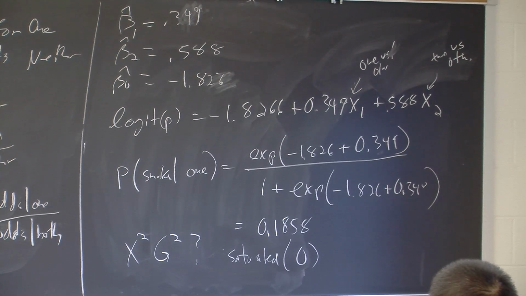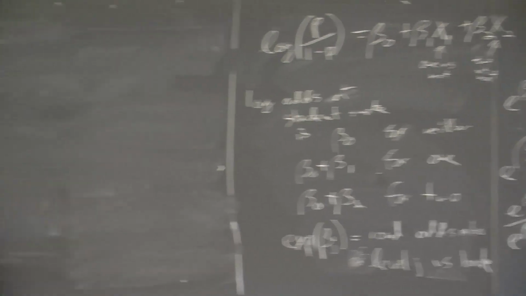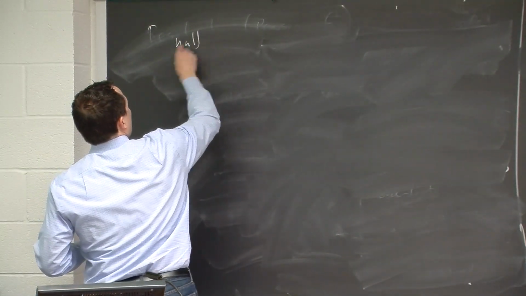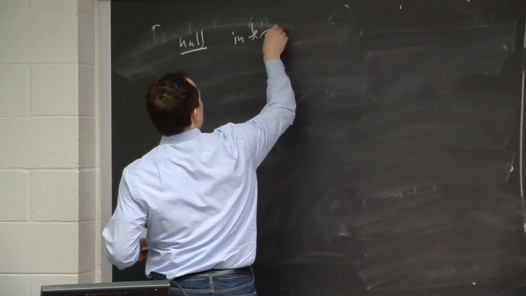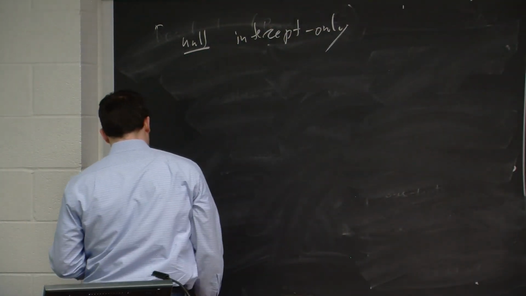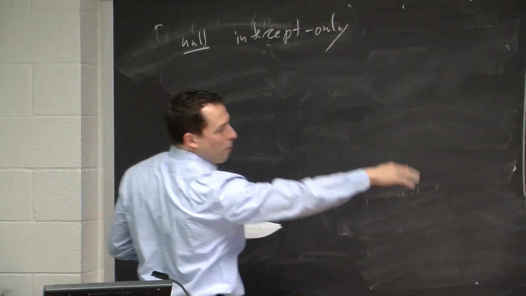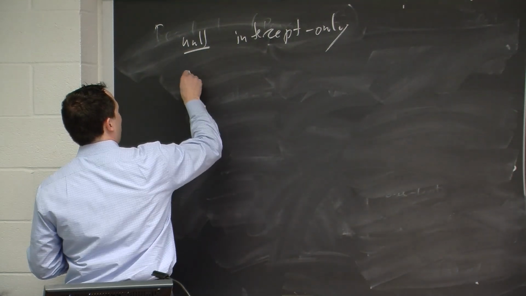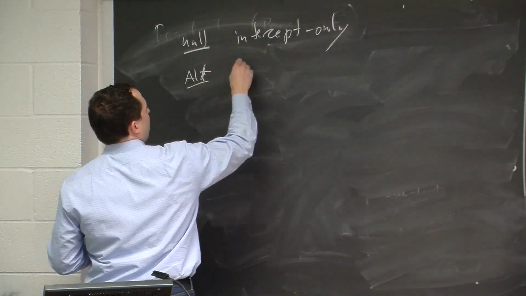If you said, I'm only going to test one of these dummy variables, or I'm only going to test intercept only versus with both, those things I can talk about. So for example, you could test a null, intercept only, which is zeroing out beta 1 and beta 2, versus the alternative, this full model.